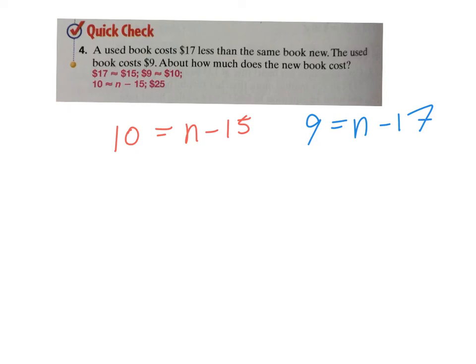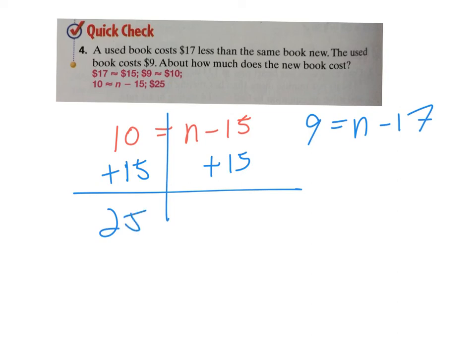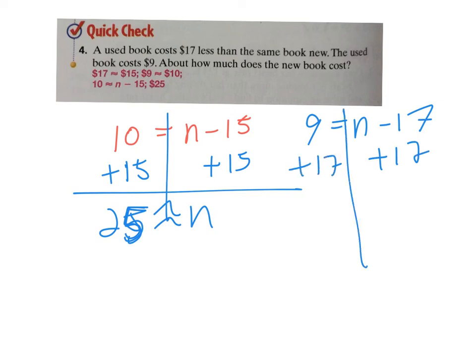So here, again, 15 has been subtracted from the variable n. So I need to add that 15 onto both sides of the equation. So I get 25 is about n. Okay? And again, you could have just as easily done the real thing here and added 17 to both sides. And we would have found n equals 26. That's about 25, so there we go.